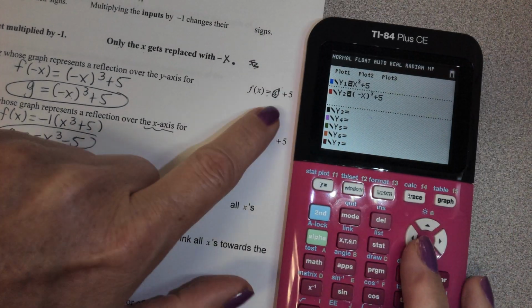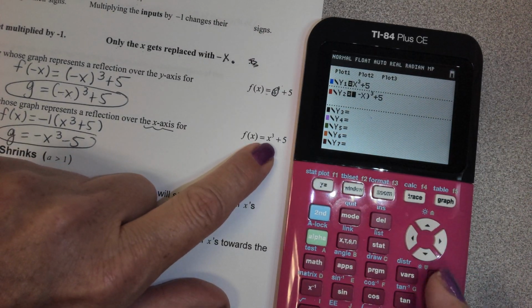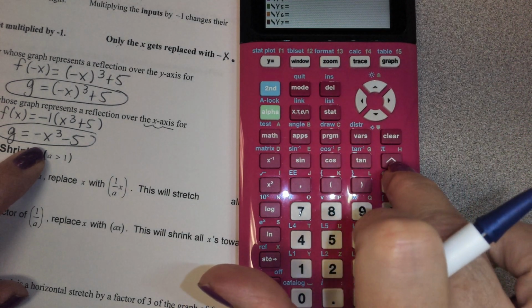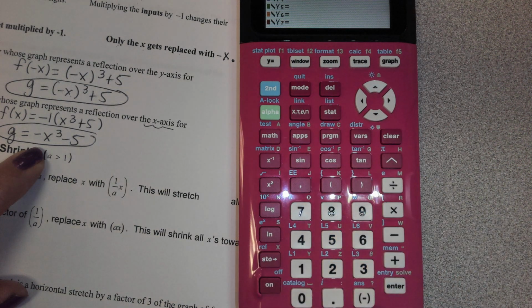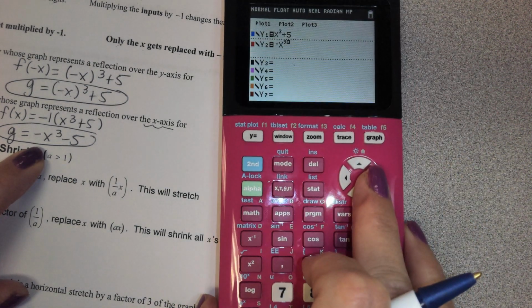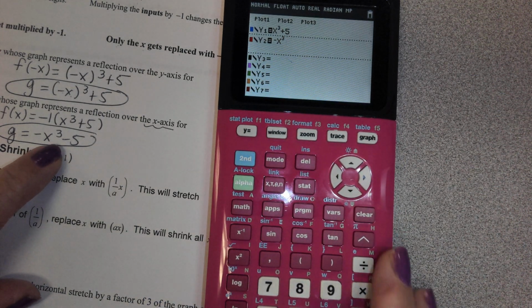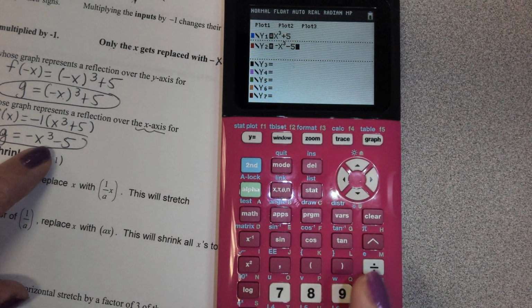So here's my original right here. My new one is negative x. You guys see how I'm getting to the caret there? That's to cube it. Cubed. Okay, once I get that, I have to arrow out of there, and I have to do minus 5.